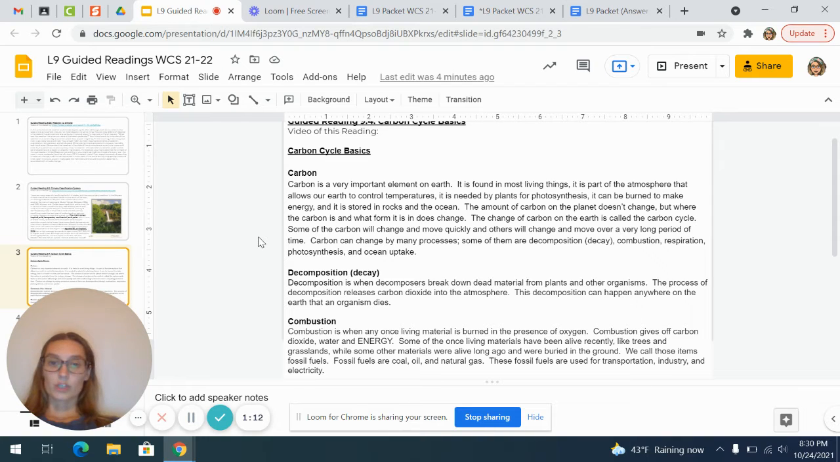Some of the carbon will change and move quickly, and others will change and move over a very long period of time. Carbon can change by many processes. Some of them are decomposition, which is things decaying, combustion, respiration, photosynthesis, and ocean uptake.